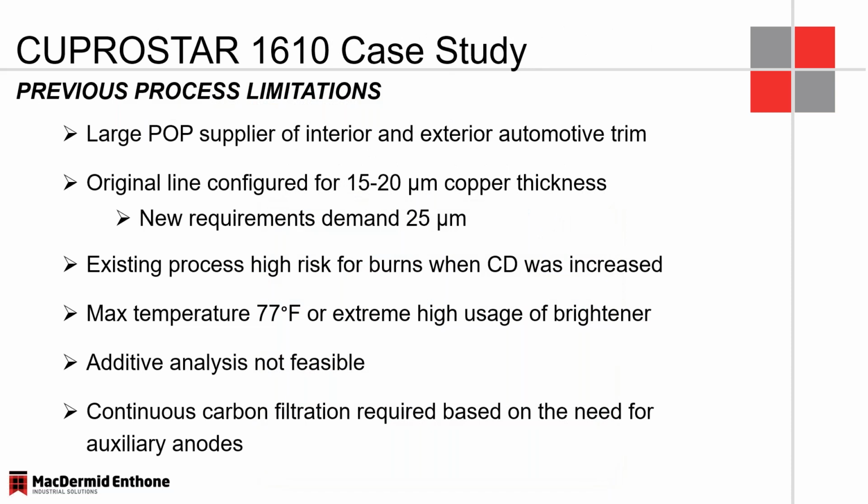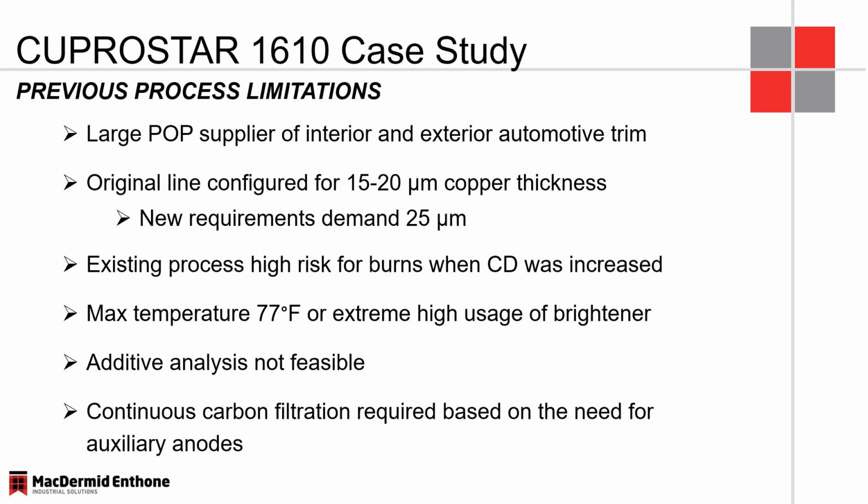So I wanted to share a case study with you, and this was done a few years back now at this point, with a large POP plater here in the Americas, an automotive supplier of interior and exterior trim. We had the opportunity to test our 1610 process, and some of the limitations of their previous process were that the line was configured only for them to be able to build a copper thickness of 15 to 20 microns.